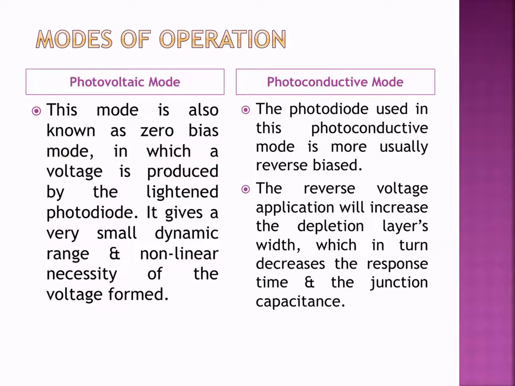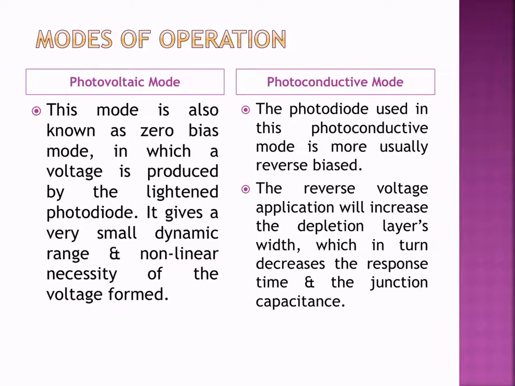Modes of operation. Photovoltaic mode. This mode is also known as zero bias mode, in which a voltage is produced by the illuminated photodiode. It gives a very small dynamic range and a non-linear relationship to the voltage formed.